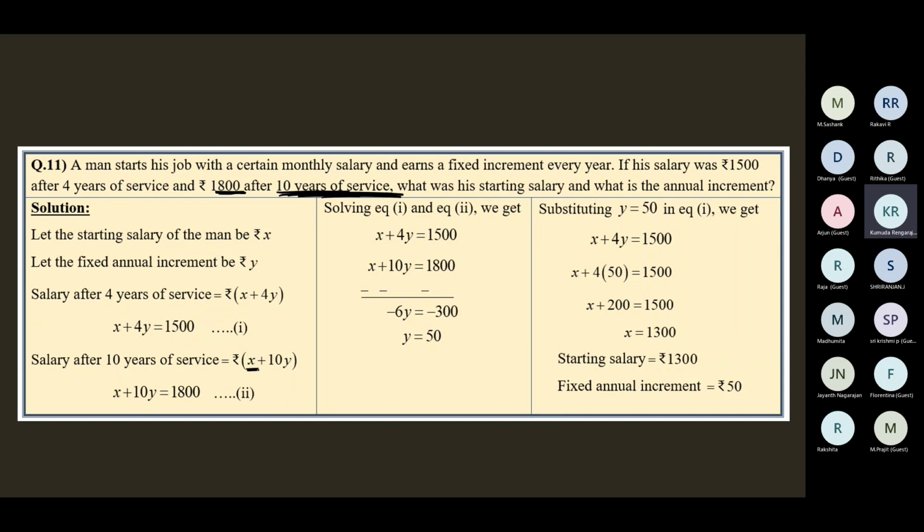X is the initial salary and the increment is 10Y, because Y per year for 10 years is 10Y. So the salary after 10 years will be X plus 10Y, and that is equal to 1,800. After 4 years, it will be X plus the increment 4Y, equal to 1,500. After 10 years, X plus 10Y is equal to 1,800. So we need to solve these two equations.